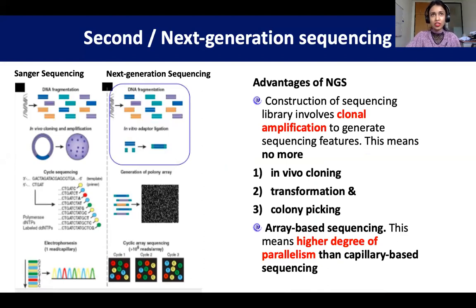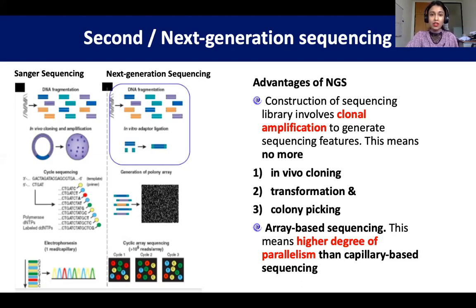By using next generation sequencing, you can do this very easily as we do massively parallel sequencing in the flow cells, right? One of the major advantages of NGS is that construction of the sequencing library involves just clonal amplification. In Illumina, it's known as bridge amplification, and you do not require any in vivo cloning, no transformation, no colony picking. So there's not much lab work involved. It's rather, I would say, a lot less tedious to work with NGS compared to Sanger sequencing.